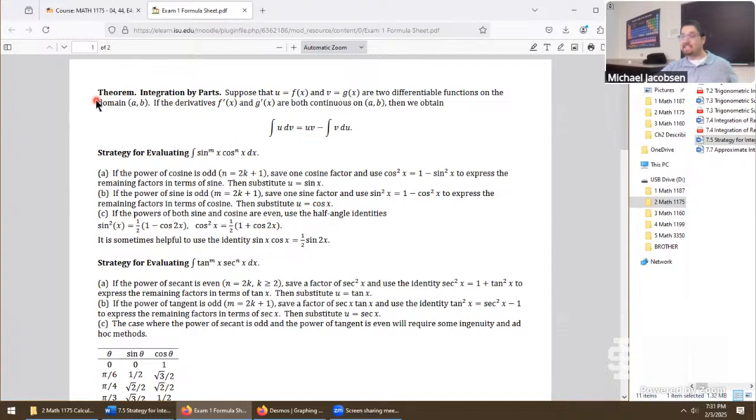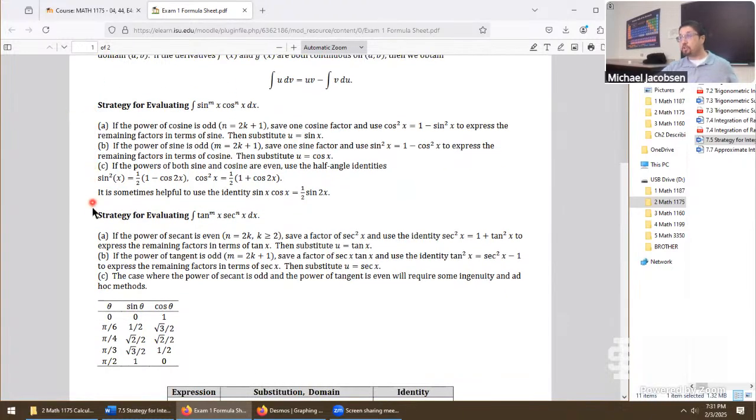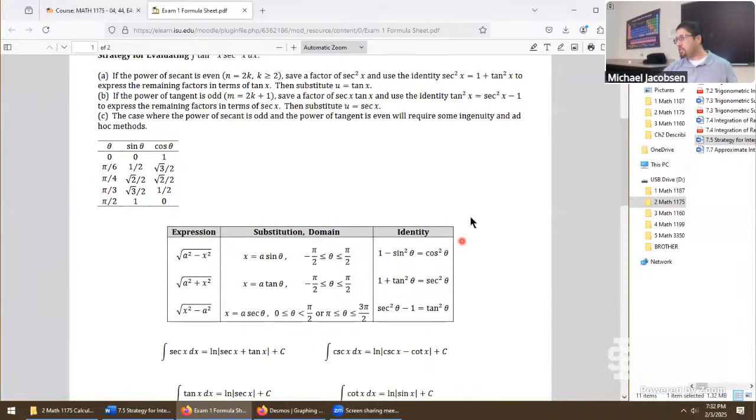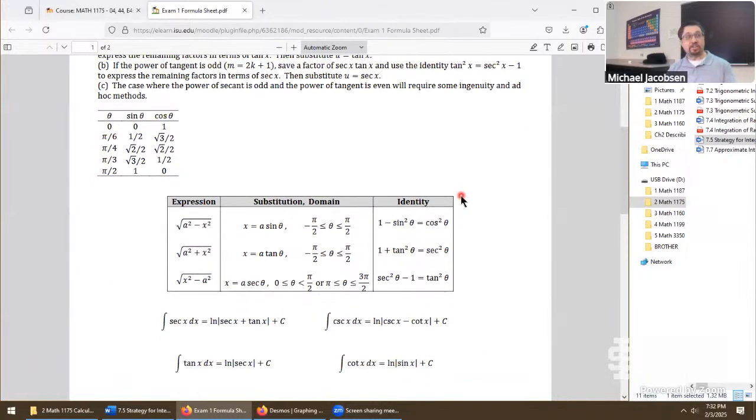Integration by parts is one of the big techniques. 7.2 was strategies for evaluating these kinds of combinations of trig functions, which means trigonometry comes up a lot in this course. And this is our unit circle diagram from right here. So this trig information will be provided for any trig evaluations that we have to do. This handles the trigonometric substitution aspect, section 7.3.